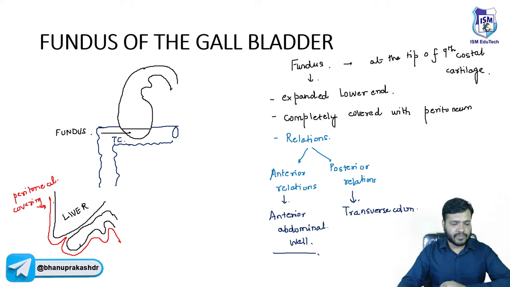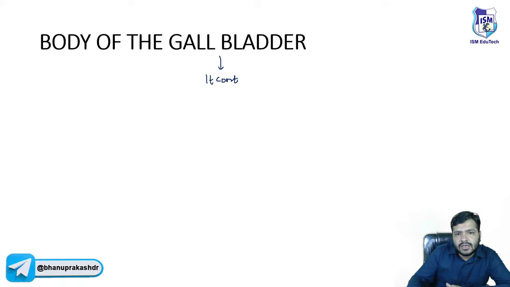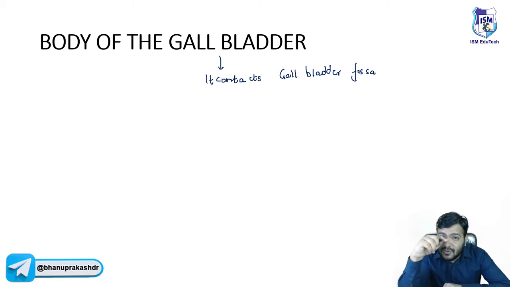Now, coming on to the neck part, that is the body of the gallbladder. Now, you already know that the body of the gallbladder contacts the gallbladder fossa. If you saw the diagram carefully yesterday, when you are watching the anterior surface of the liver, you would have seen some part of the gallbladder below it, and that was actually the fundus. So the fundus part is exposed, but the body is actually in the gallbladder fossa.